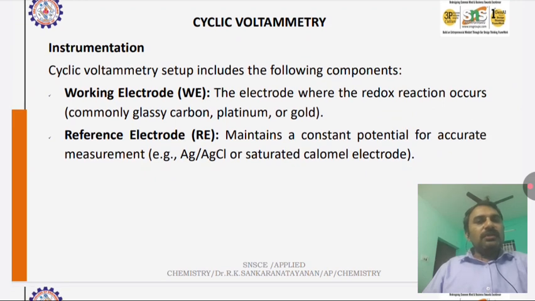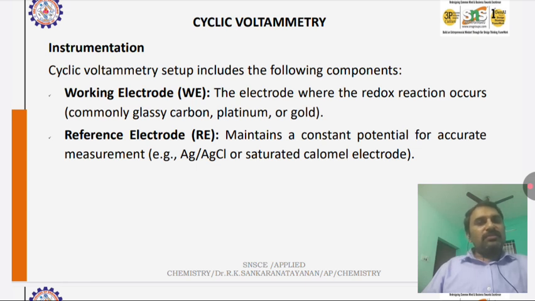Another topic is instrumentation, how the instrument works. I already mentioned the working electrode and reference electrode. Just think about the platinum electrode. In potentiometry, we use two electrodes, where oxidation and reduction happen: a platinum electrode and a calomel electrode. So, how many electrodes do we use here? Working electrode and reference electrode.